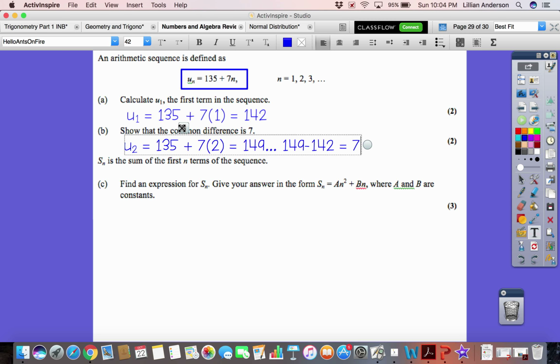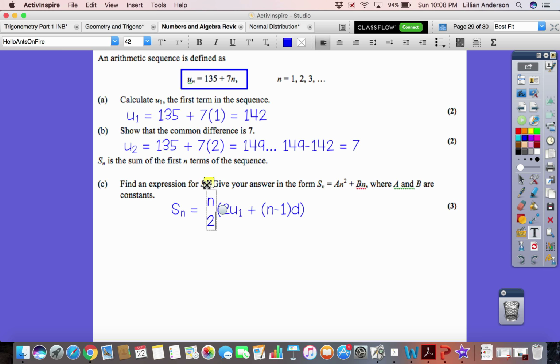Now for S sub n is the sum of the first n terms of the sequence. You had to find an expression for S sub n. A lot of you guys struggled because you saw that it said give your answer in the form of S sub n equals a n squared plus bn. Some of you guys thought, okay, well, I'm pretty much just got to plug things in. No. You actually had to solve this out. What you need to start with was the fact that this is an arithmetic sequence, so you needed to start with the formula for arithmetic sequence sums, which was n over 2 times 2u1 plus n minus 1 times d. Okay, you should have started there to begin with.